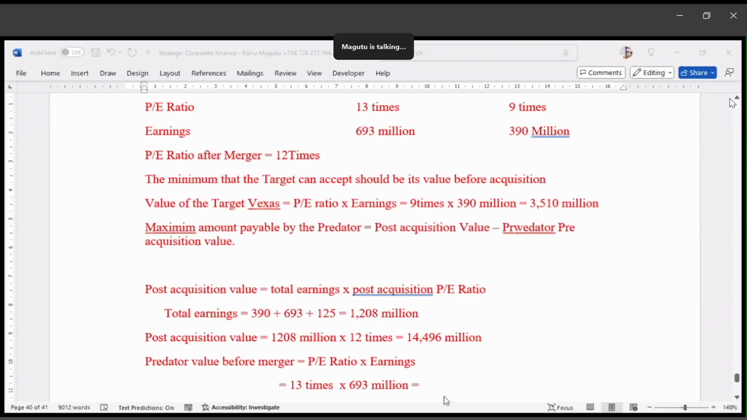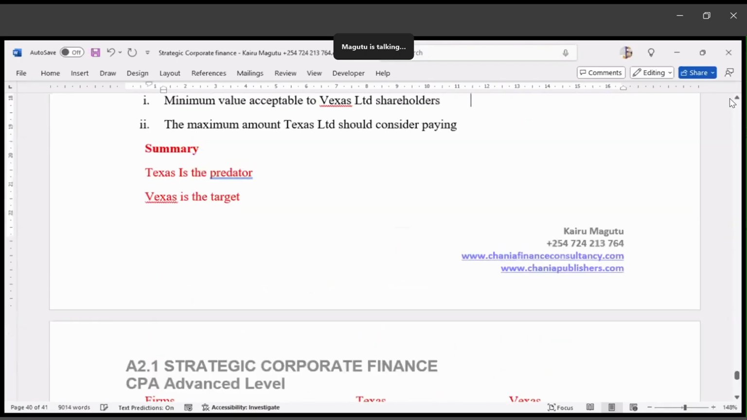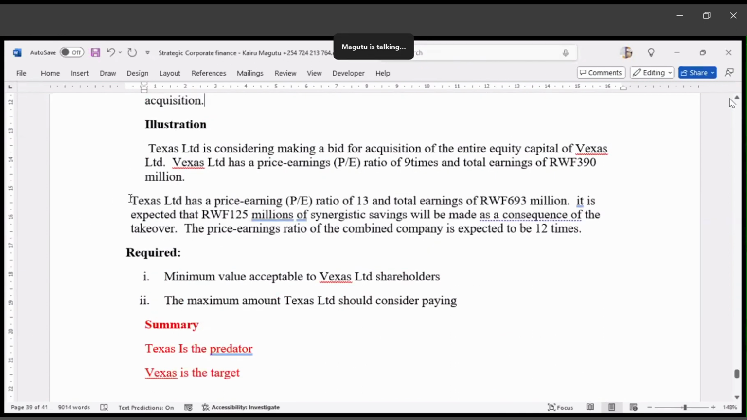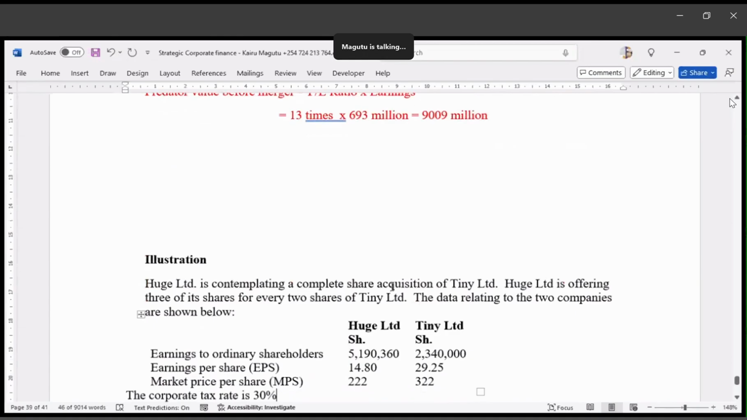9009 million. Or someone is asking, where is 125? It is here in the question, this part. Here, we are told that it is expected that 125 million of synergetic saving will be made as a consequence of the takeover. I think that is what you're asking. Where is the 125? So that is it.